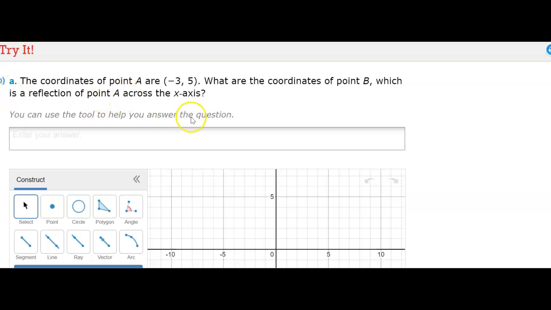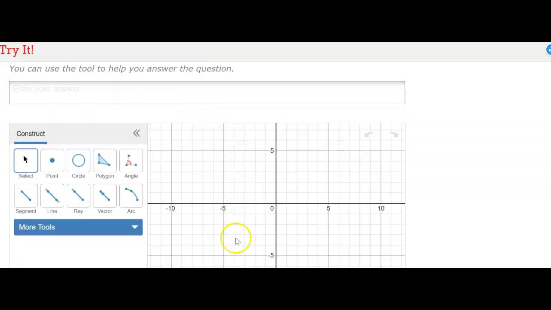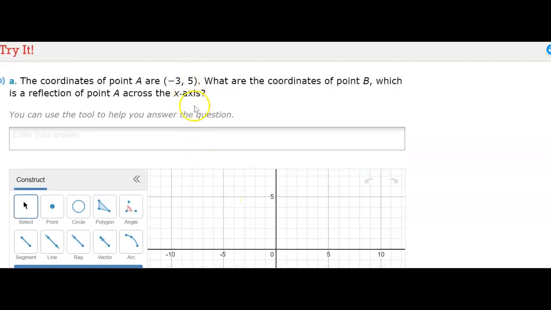First, we need to graph point A. So -3 is on our x-axis, so it'll be here to the left. +5 will be on our y-axis up here. So let me put my point. So -3 would be 1, 2, 3. And then I'm going to move up to 5. So it'll be there. So now that is point A.